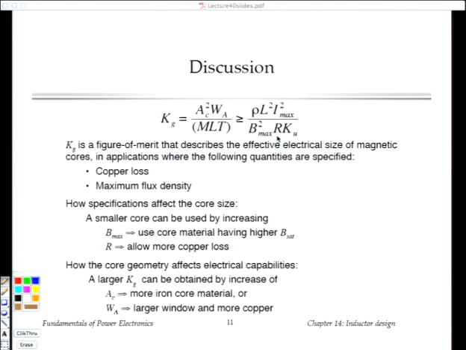So resistance matters. Fill factor also is in the denominator, and that's important. So if you waste window area, you can use a smaller kg if you didn't do that. So we want to pack the wire efficiently into the window to make our inductor smaller as well.